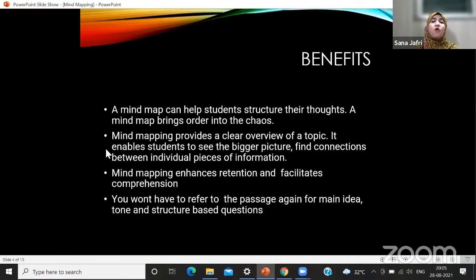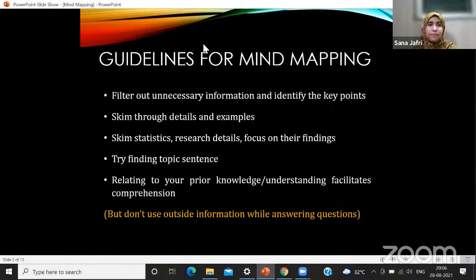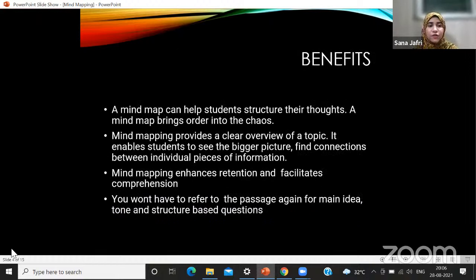So let's understand what are the benefits of mind mapping. Okay. Benefits बहुत simple है. पहली बात, it helps you structure your thoughts. It enables you to make sense out of the passage. Okay, it will bring some order in the chaos. When you read a passage and you're lost, that's not going to happen with mind mapping. It enhances retention. Yes, class, it enhances retention. And of course, it facilitates comprehension. आप ज्यादा से ज्यादा चीजें याद रख पाते हो because of mind mapping.